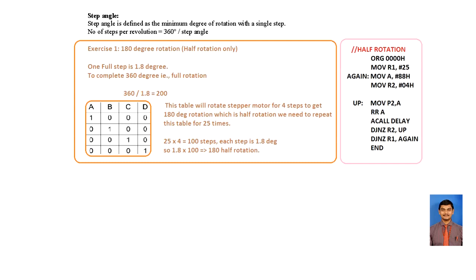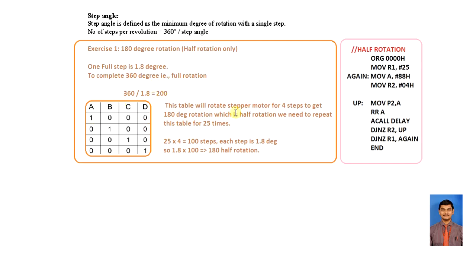So first we have to understand what is step angle. Step angle is defined as the minimum degree of rotation with a single step. To accomplish one complete rotation, the number of steps per revolution is equal to 360 degrees per step angle. The manufacturer has given in the database that one full step is 1.8 degrees. So to complete 360 degrees, that is a full rotation, the number of steps per revolution is equal to 360 degrees per 1.8 degrees. Accordingly you will get this count: 200 steps per revolution.